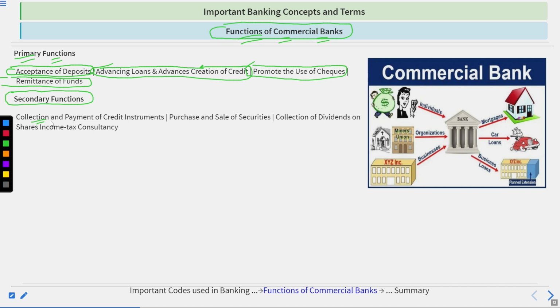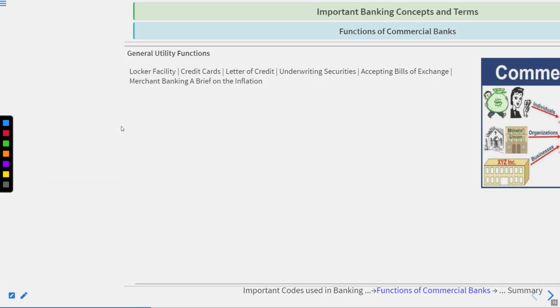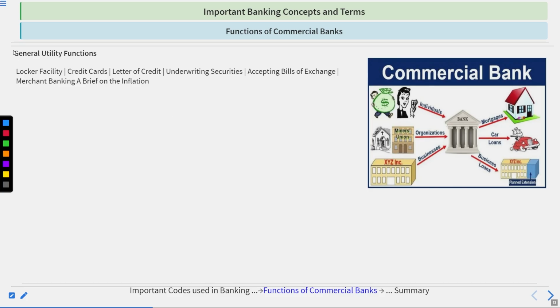Secondary functions: collection and payment of credit instruments, purchase and sale of securities, collection of dividends on shares, and income tax consultancies. These are the secondary functions. Now, general utility functions: providing the locker facility, providing the credit card, providing a letter of credit, underwriting securities, accepting the bills of exchange, merchant banking.